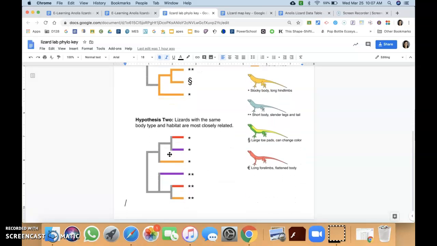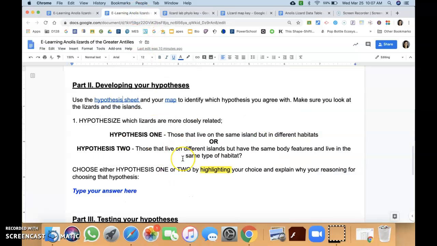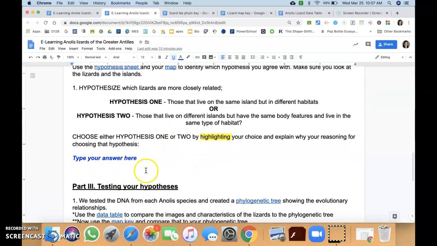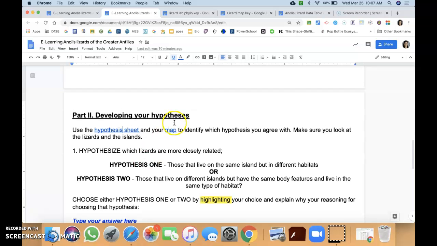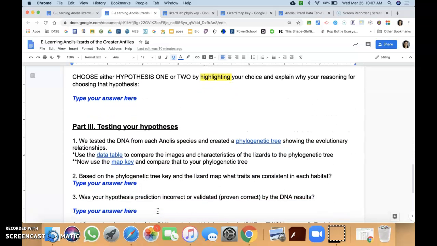The second hypothesis is looking at lizards from a different perspective. This one is saying that lizards that have the same body type are more closely related. So the lizards that have all of the long forelimbs and flattened bodies, those guys are going to be closer related to each other, and it doesn't really matter what island they're on. So all of the lizards that have the short, slender legs and tails, whether it's Cuba or Puerto Rico, those guys are more closely related. So you're going to decide which hypothesis you agree with, highlight it, and explain why you chose that. Again, you can use your map, hypothesis sheet, anything else to help you with that.